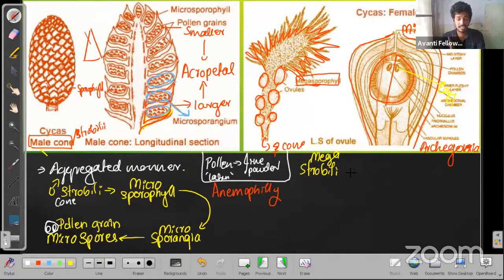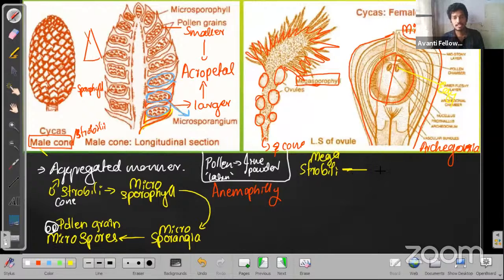I remember we never called this based on the size of the cone, because in most of the gymnosperms the male cones will be larger than the female cones. We are not considering the size of the cone. We are only considering the size of the spore. Here the spore or ovule is larger. We call it Megastrobili.